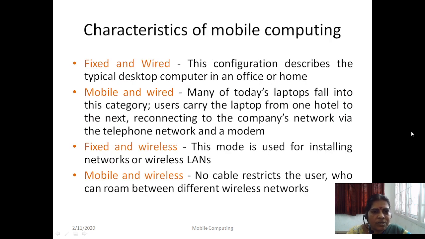What are the characteristics of mobile computing? Based on connectivity, we have four different types. First is fixed and wired connectivity. This configuration describes the typical desktop computer in an office or home. For example, in our office we can have a number of systems connected together, and we are not changing the infrastructure. So the connectivity of those systems comes under fixed and wired.